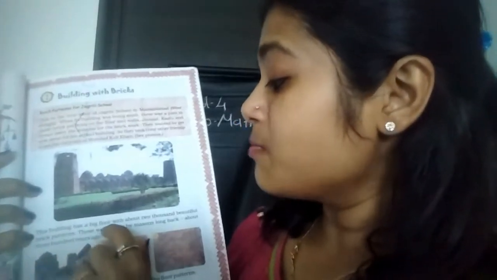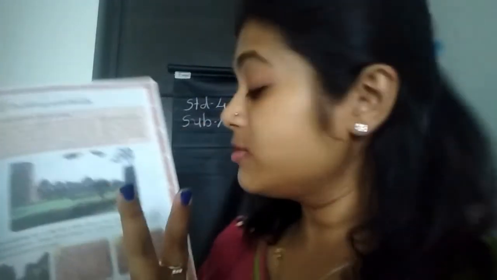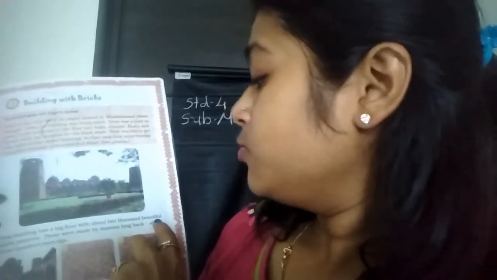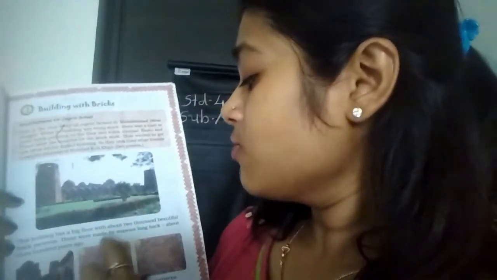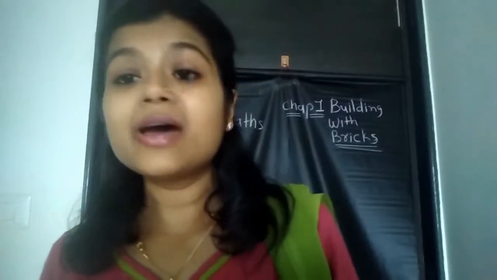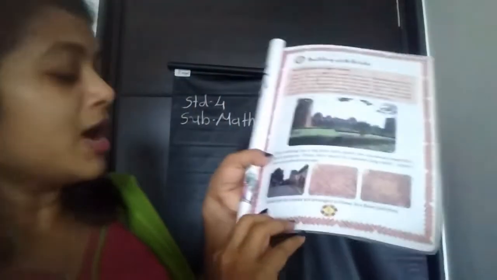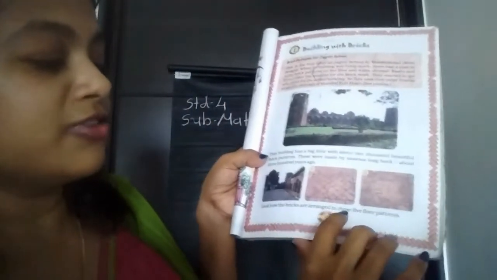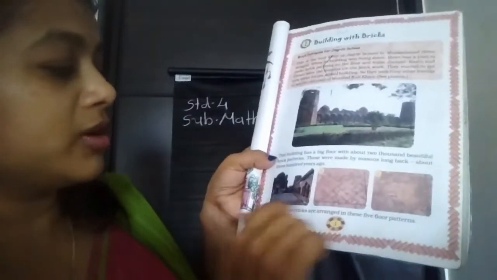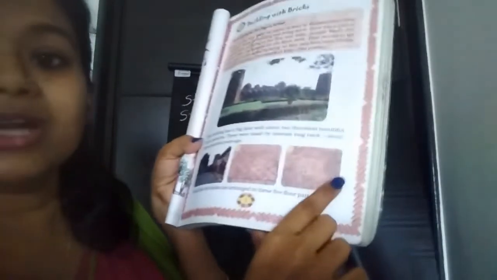This building has a big floor with about 1000 beautiful brick patterns, and these were made by masons about 300 years ago. Think about the talented people from 300 years ago. They made such beautiful patterns there. Now look at how the bricks were arranged in this 5-floor pattern. See, look at this. This is the tomb and there are different kinds of brick patterns.